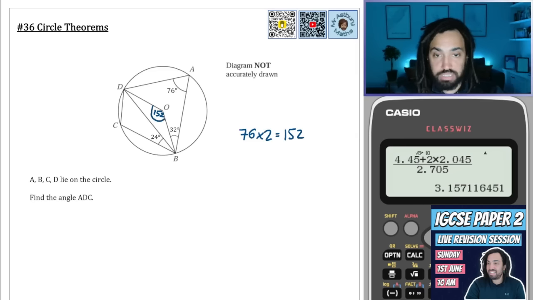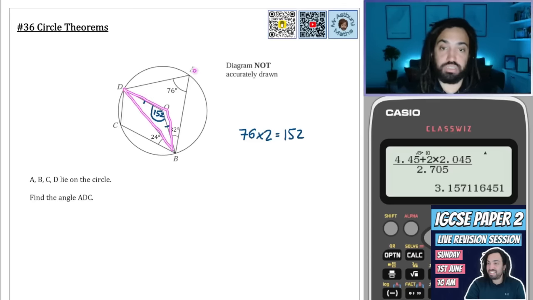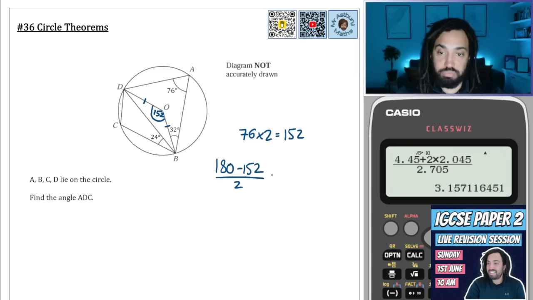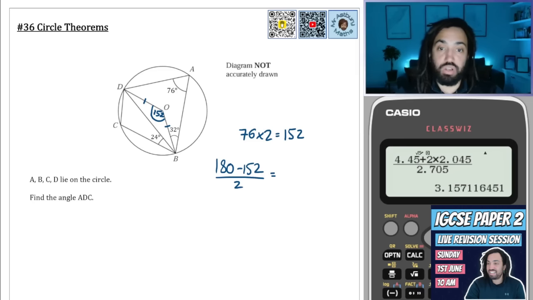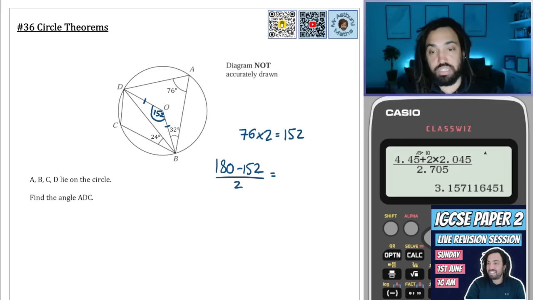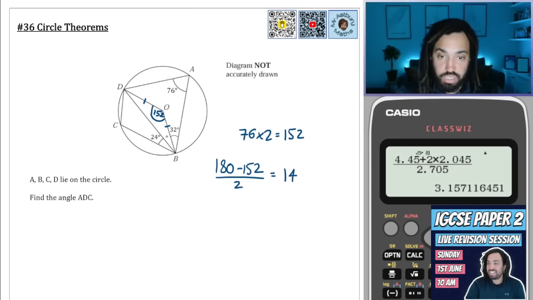Okay, perfect. Now, this is a radius and this is a radius, which means this triangle in here is an isosceles triangle. So this is isosceles. So therefore we could do 180 minus 152 and then divide that by 2 because the angle should be split perfectly on either side of the isosceles. So that gives us 28 over 2, which is 14. So that means this angle in here is 14.